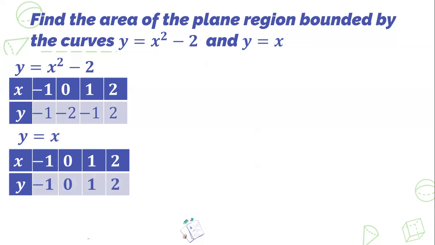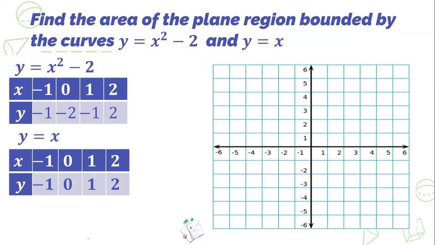I hope you understand. Next, we plot them on the Cartesian plane. Let's plot first the parabola, which opens upward: (-1, 1), (0, -2), (1, -1), and then (2, 2). Then we connect the dots so that it becomes a parabola. For y equals x, which is the linear function, let's have (-1, -1), (0, 0), (1, 1), and then (2, 2). And then you connect the dots.